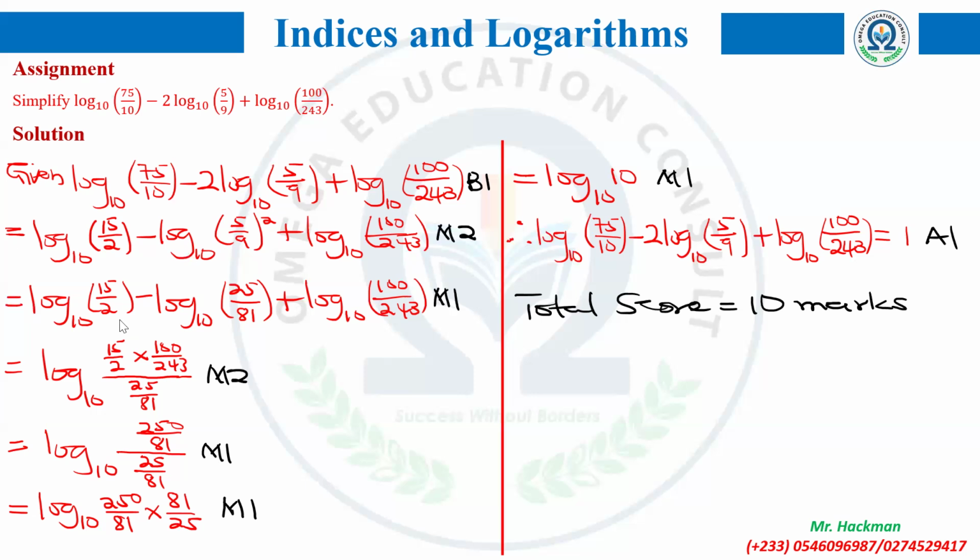Okay, so your next step, what do you do? You come and deal with the powers. So this term will be left intact. This term you have to work on because the power is not 1. So that will give you 5 squared over 9 squared, which will give you 25 over 81. Then this one is also kept intact, so that will give you m1.